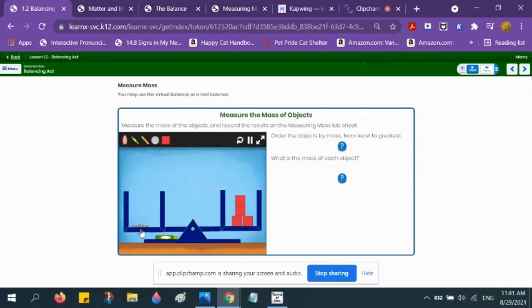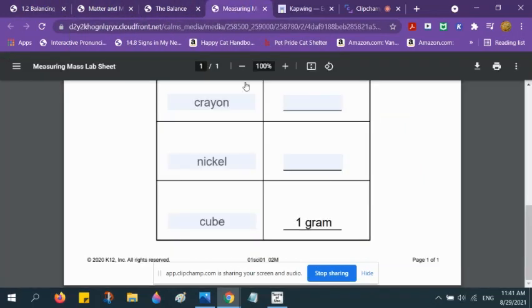So how much more mass does the nickel have than the cube? What do you think? It's 4 grams. Yeah, the nickel is 4 grams and each cube is 1 gram. So how much heavier than the cube is the nickel? 3 grams. Perfect. Yes, that is the answer I'm looking for. Okay, so the nickel is 4 grams. I'm just going to put 4 grams again.